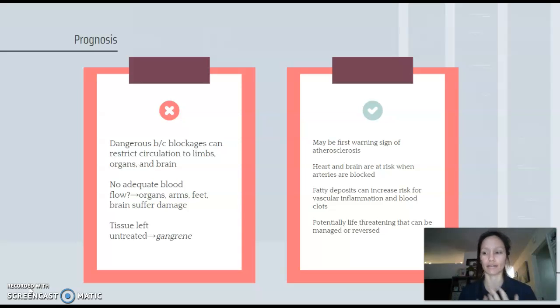Are they not smoking? Are they exercising? Are they taking their preventative medications? Are they changing their health lifestyle? Everybody's going to be different. It just depends on their lifestyle and if they're willing to change it. Patients with diabetes, however, are going to have to work much harder.